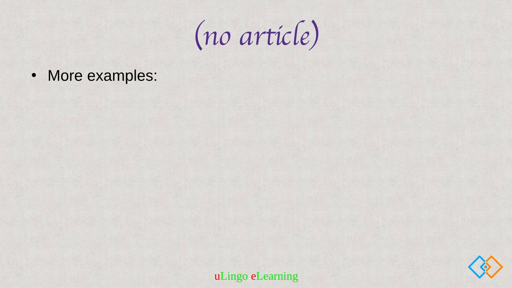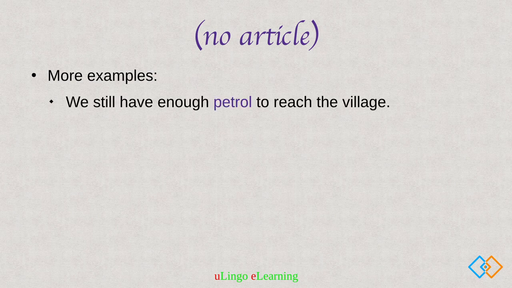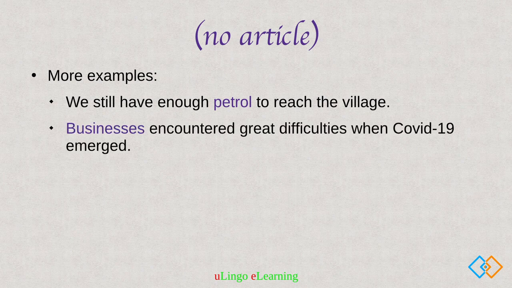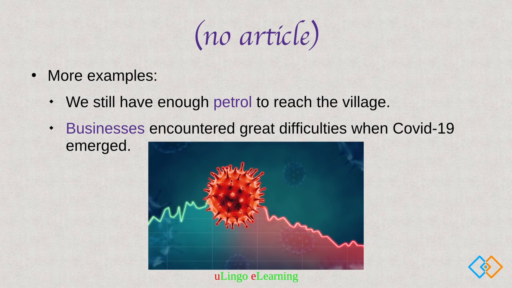Here are more examples. We used to have enough petrol to reach the village. Petrol here has no article because we want to talk about petrol in general. And it's an uncountable noun, we cannot say a petrol. Businesses encountered great difficulties when COVID-19 emerged. Businesses here are general because we don't want to mean any specific business. That's why there is no article.